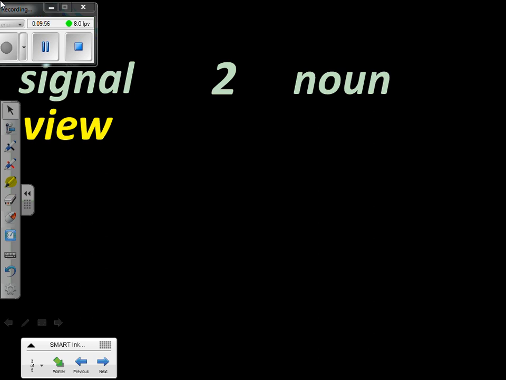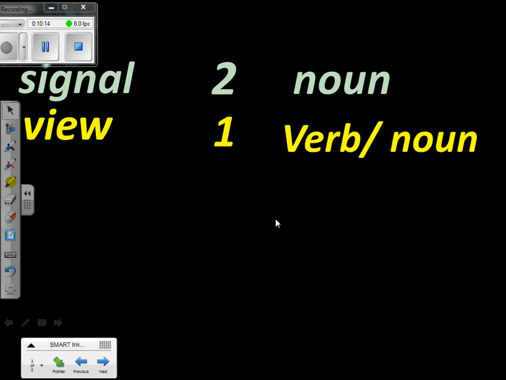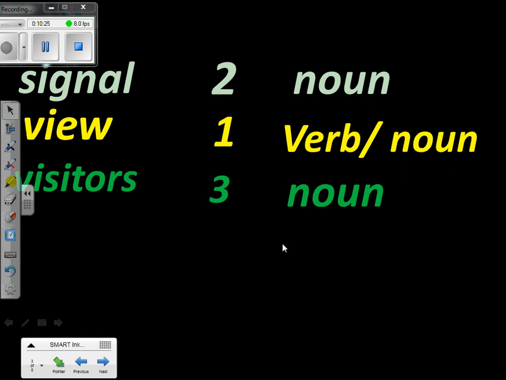Excellent, excellent, Janur. But if I say I open the door and I see a nice view, I see the garden outside, colorful colors. So it's verb and noun. So I have it here, verb and noun. All right, and then I have visitors. How many syllables in visitors? Three. Excellent. And what is visitors?